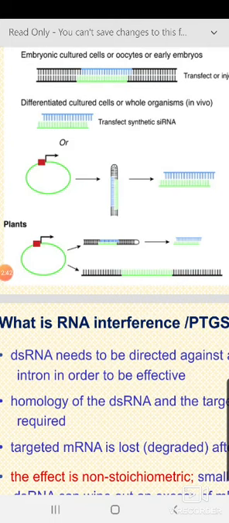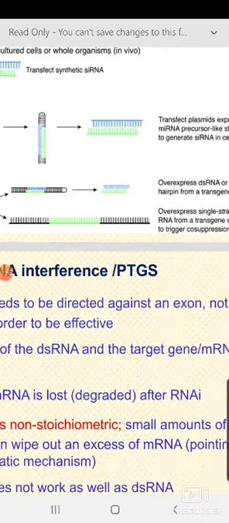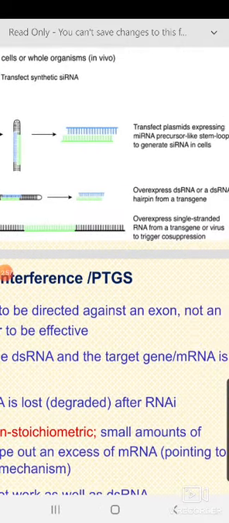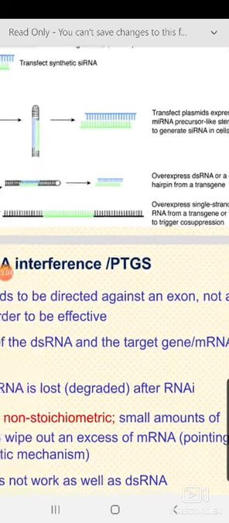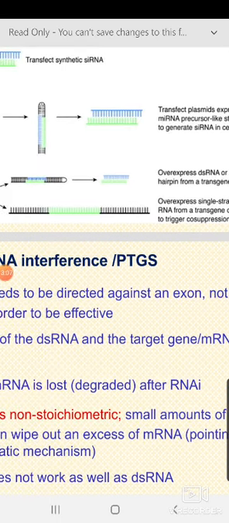Now this is a hairpin loop. In different culture cells or whole organisms, you can transfer synthetic siRNA. You can also design small double-stranded RNA in different ways. A hairpin loop, you can digest it. Transfected plasmid expressing miRNA will come later, a precursor with a stem loop structure to get the siRNA in the cell. So we can incubate the cell lines with the double-stranded RNA, or we can directly inject it inside the cell where we want to see the effect.